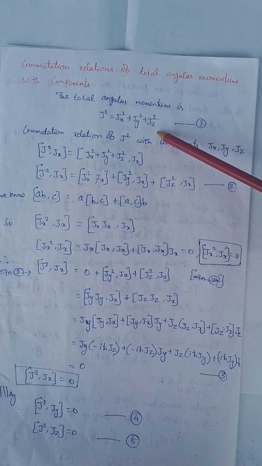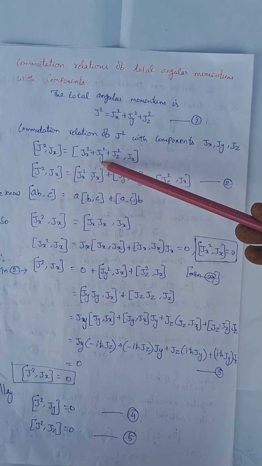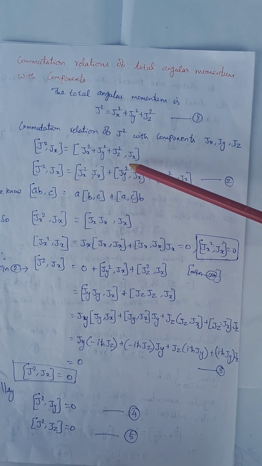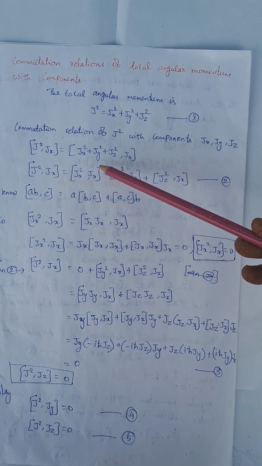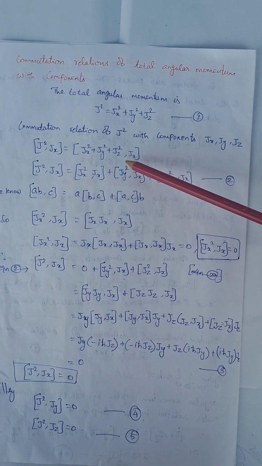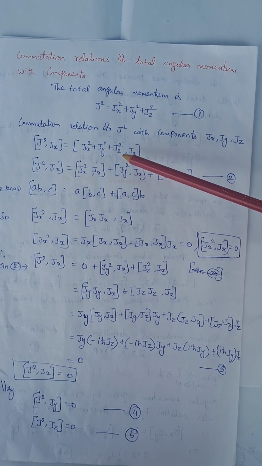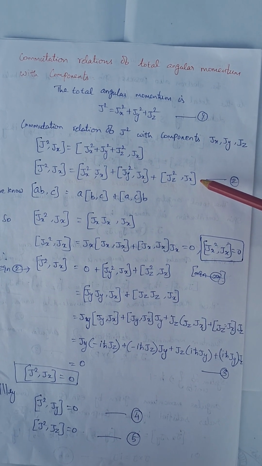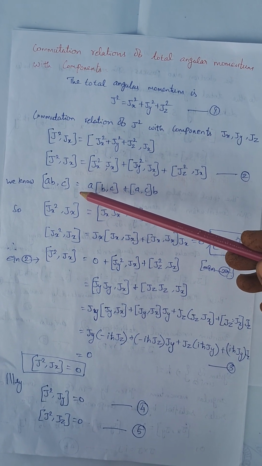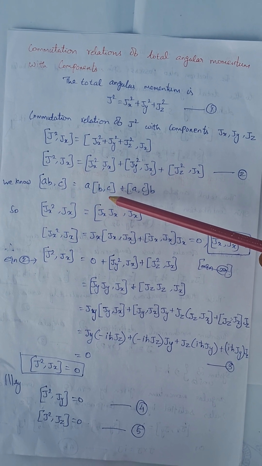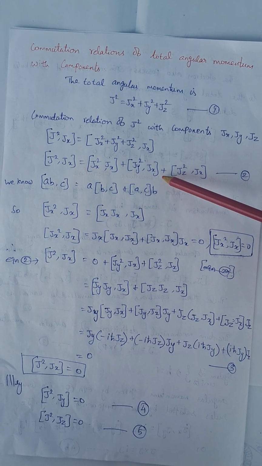We know the value of J squared from equation 1. So substitute the J squared value here: [Jx squared plus Jy squared plus Jz squared, Jx]. Using the commutation rule, this is [Jx squared, Jx] plus [Jy squared, Jx] plus [Jz squared, Jx]. We know the basic formula: [AB, C] equals A[B, C] plus [A, C]B. So apply this formula in this equation.